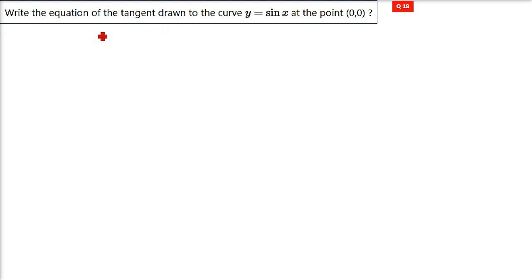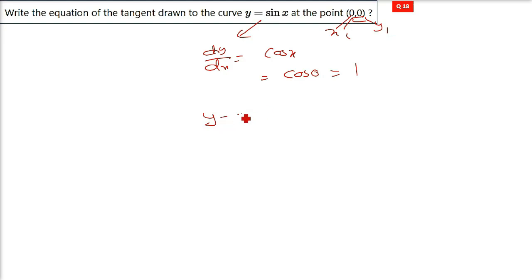Write the equation of the tangent drawn to the curve y equals to sin x at the point x 0, 0. dy by dx, what is this? Sin x is cos x. The point is given, x and y. So just put x as 0, cos 0 is 1, right? And the equation of the tangent, so simply y minus y1 equals to m into x minus x1, both are 0, 0, so y minus 0 equals to m, x minus 0. M is what? We have already found out 1, so y equals x is the equation of the line, x equals to y, you can call it.